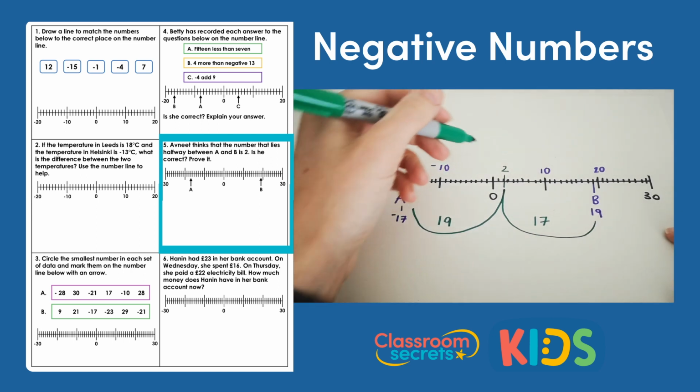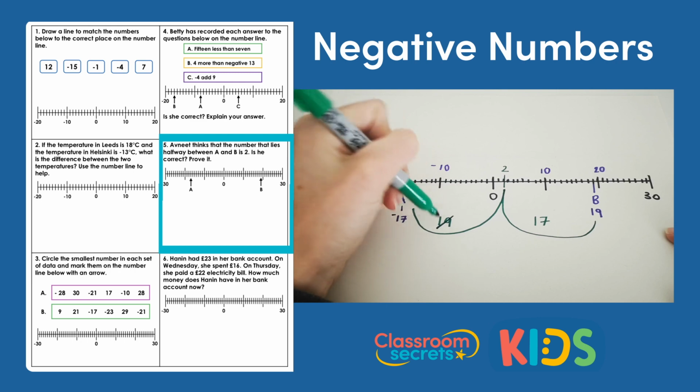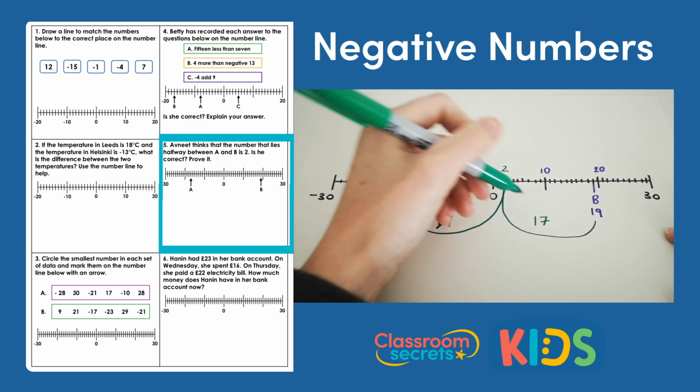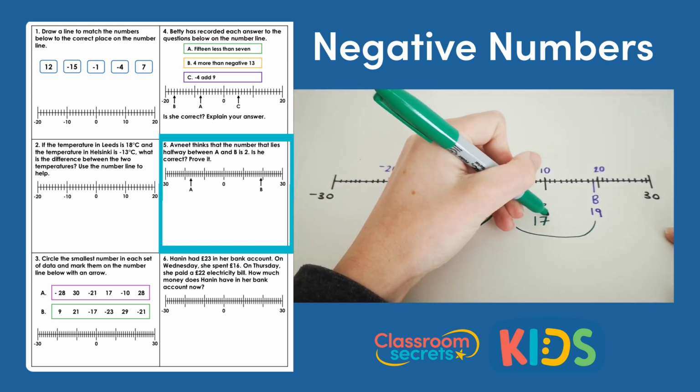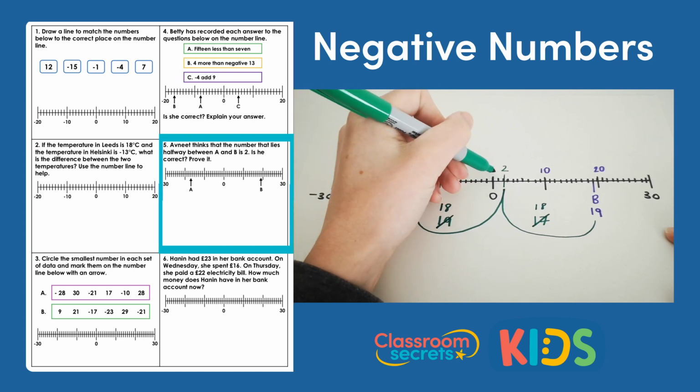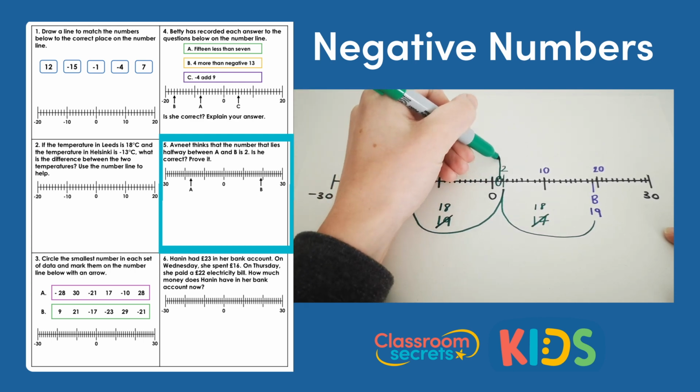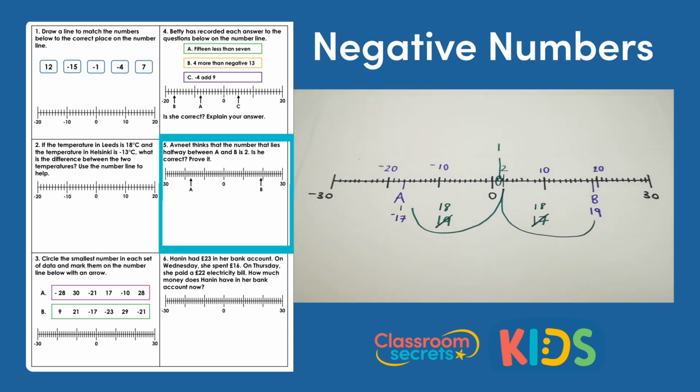What we can do then is take 1 from here and make that 18 jumps, add that 1 here to make that 18, and if we move 1, we'd end up here. So actually the number that is halfway between A and B is in fact 1. So Avni is incorrect. The number that lies halfway between A and B is 1.